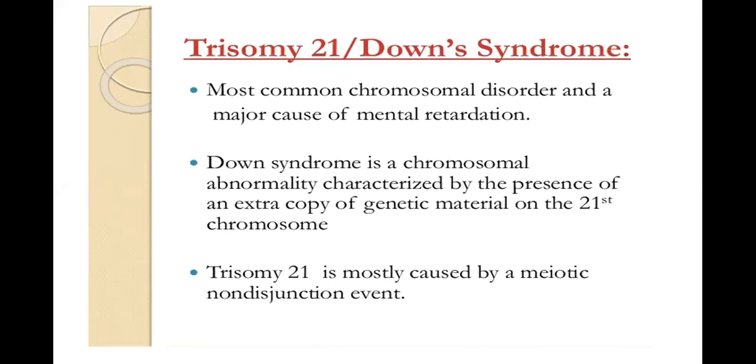Trisomy 21 is mostly caused by meiotic non-disjunction. So Down syndrome is a syndrome in which you are going to see trisomy in chromosome 21, and this is a major cause of mental retardation. The most important cause of why it occurs is meiotic non-disjunction.